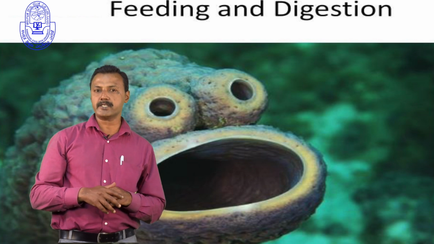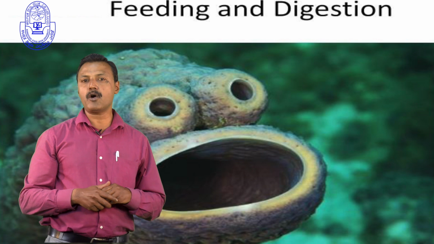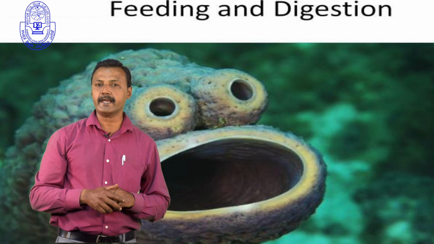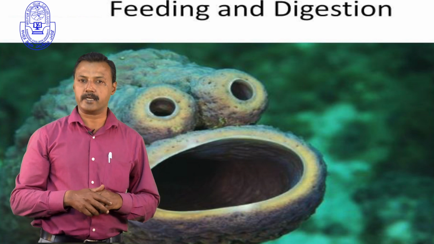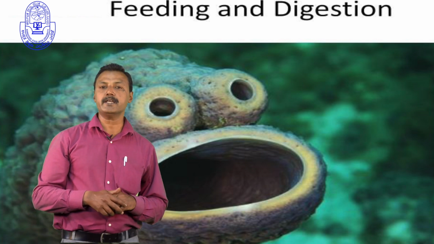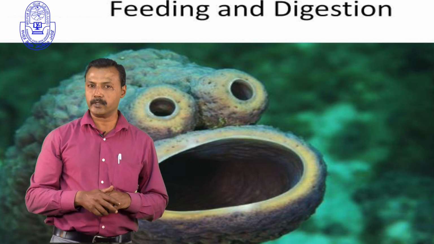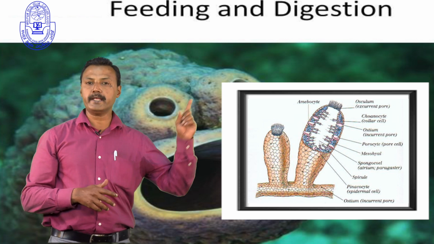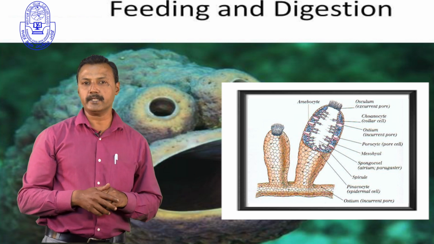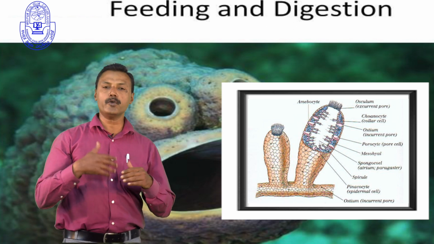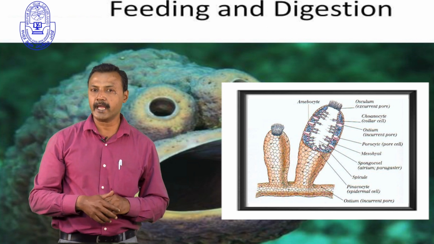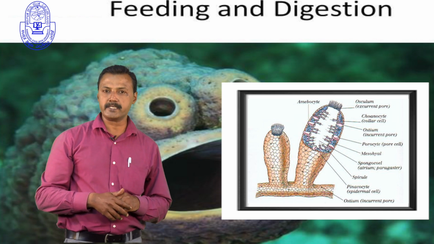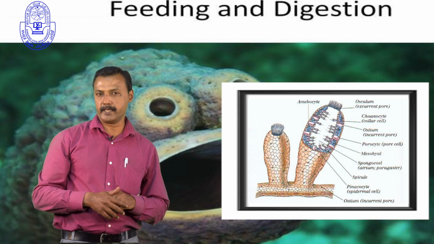The water currents created by the collar cells present on the organisms create a current within the system that brings the smaller particles of the food into the body. The collar cells found in the anterior region are supported by the choanocytes. These choanocytes are the cells which contain food vacuoles. The food enters into the choanocytes where the digestion takes place.